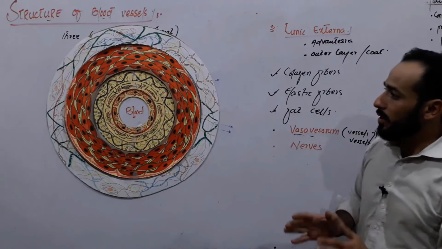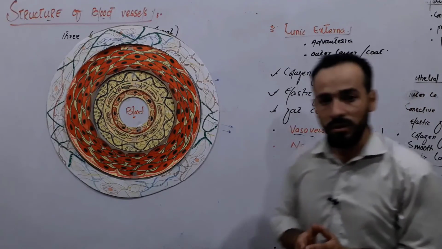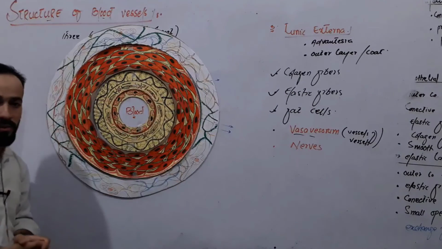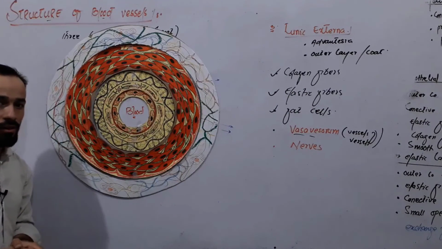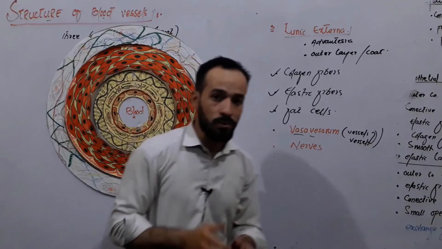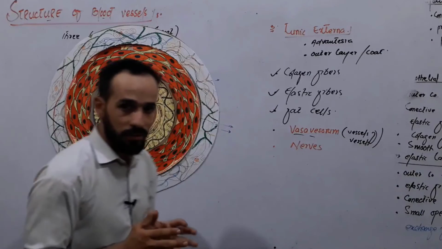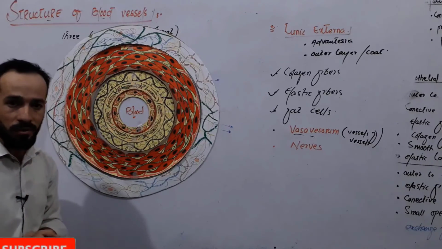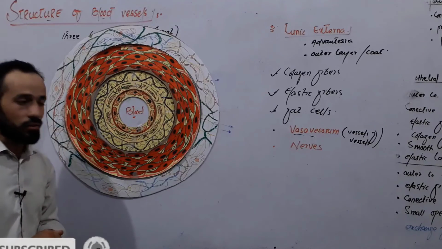So friends, this was very simple about the structure of the walls of blood vessels. They may be arteries or veins. In the next lectures we will discuss the types of arteries, and we will proceed towards the capillaries in the coming lectures.